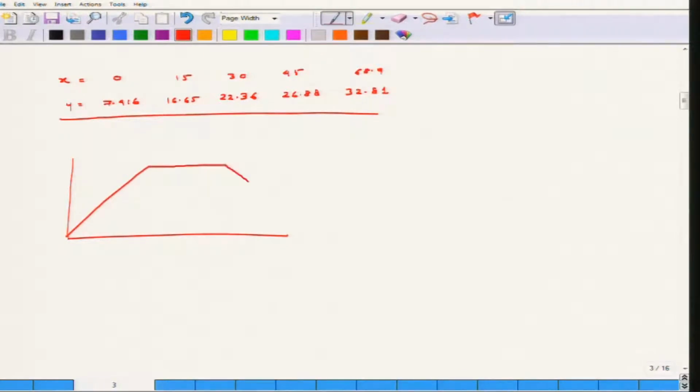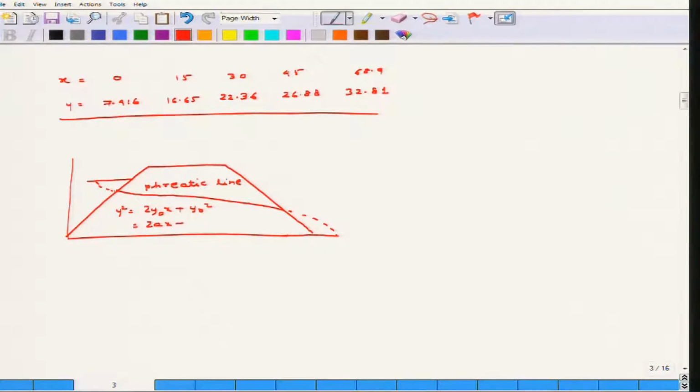Now, if you take the entire embankment, then this line will be dotted, but it will start from here and in here, and then from here again this line will be dotted. So, this is your phreatic line, that is the equation of y square is equal to 2y0 x plus y0 square or 2ax plus a square. So, this is how you can find out the phreatic line.